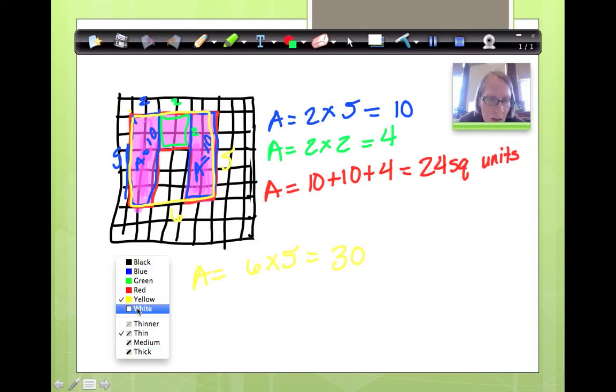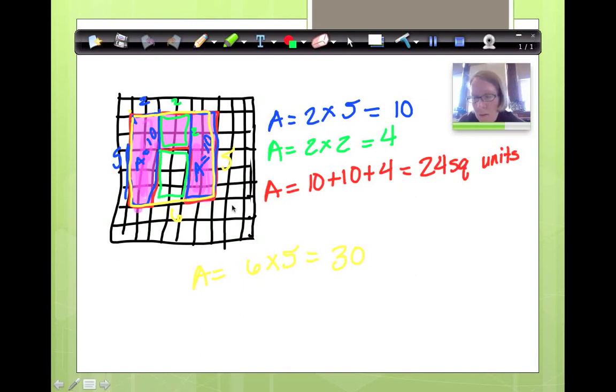I need a different color. I guess I'll do green again. I want to find out what this piece right here is. This side would be 2, 2, 3. This side would be 3. So area equals 2 times 3, which equals 6. Now I know if I take this yellow and I take away this second green one, this one that I'm coloring in, I should be able to find the answer to the rest of the piece, right? Okay, so let's take it away. So let's use red.